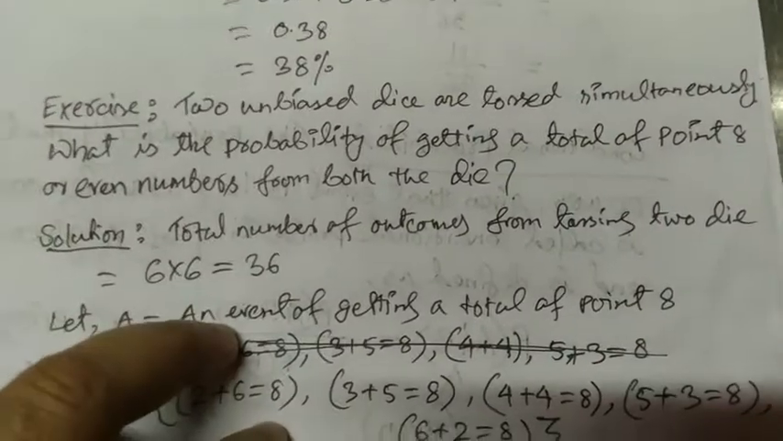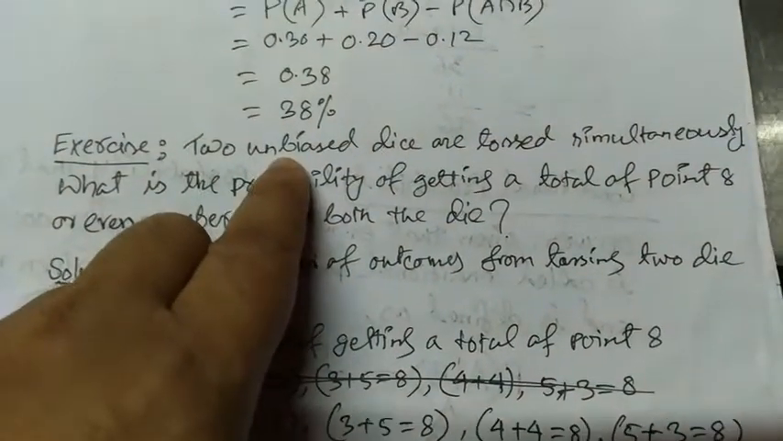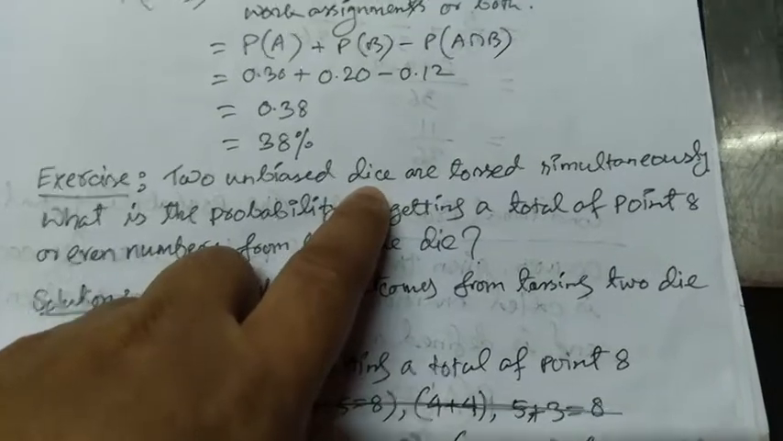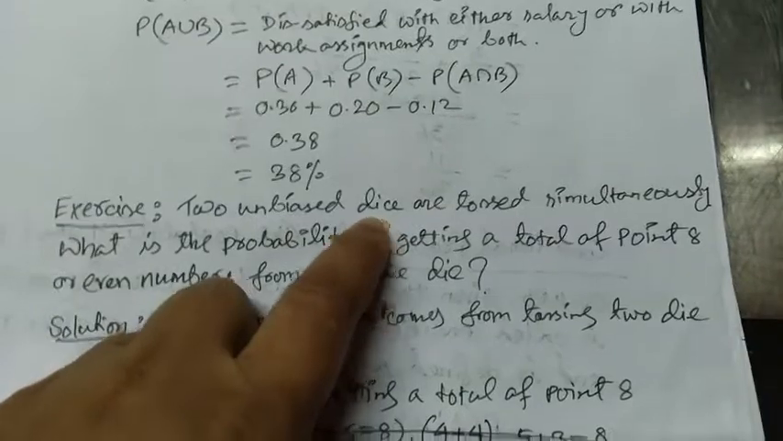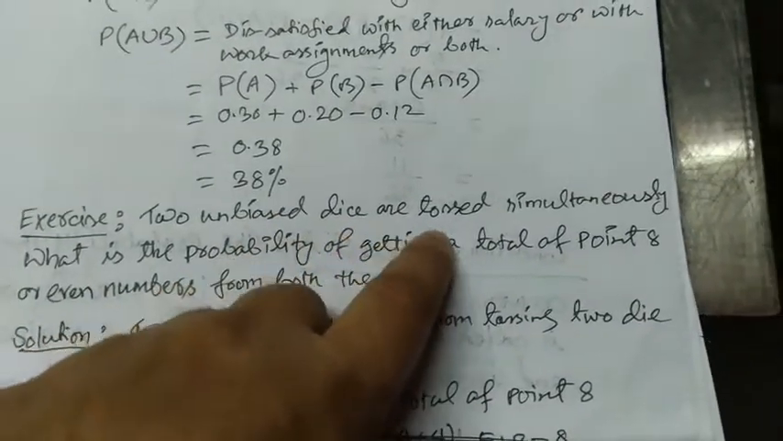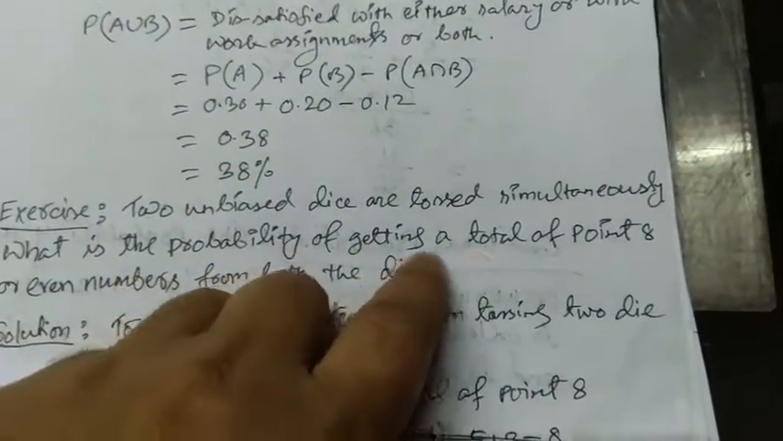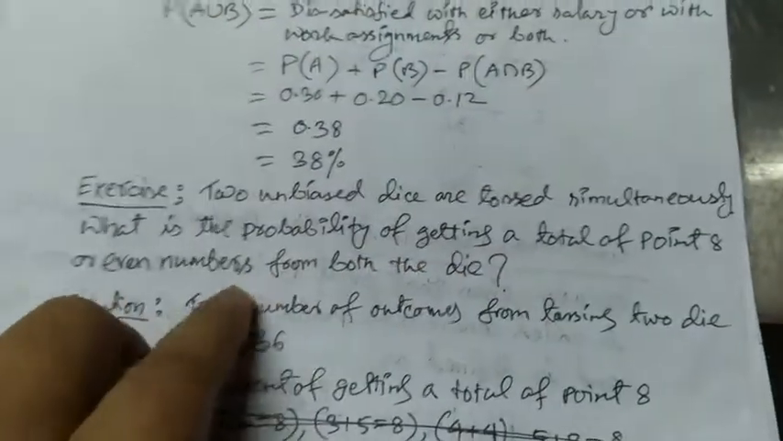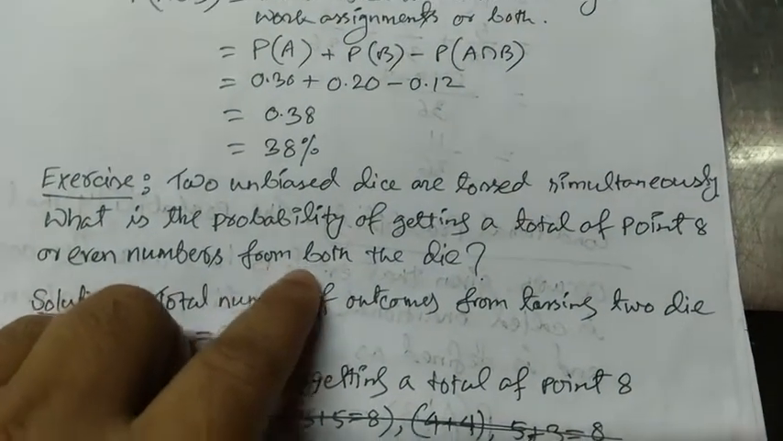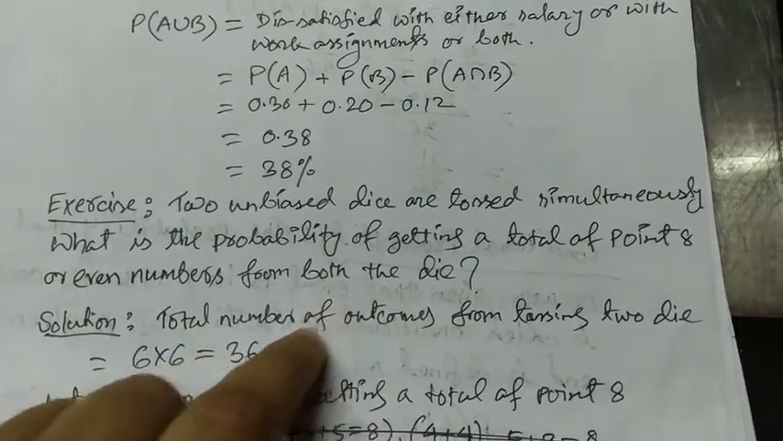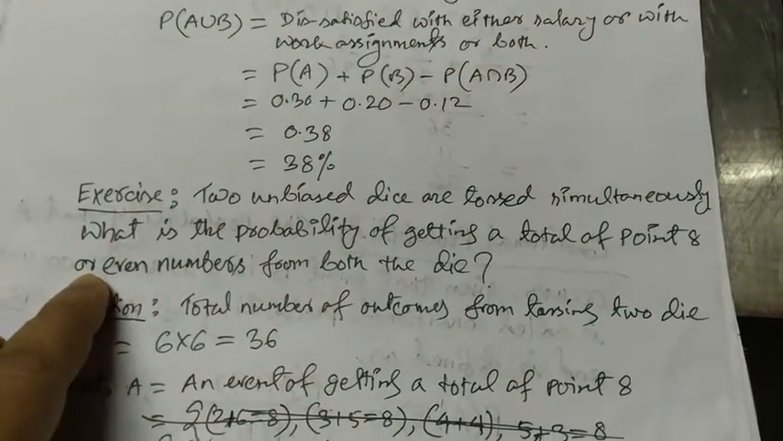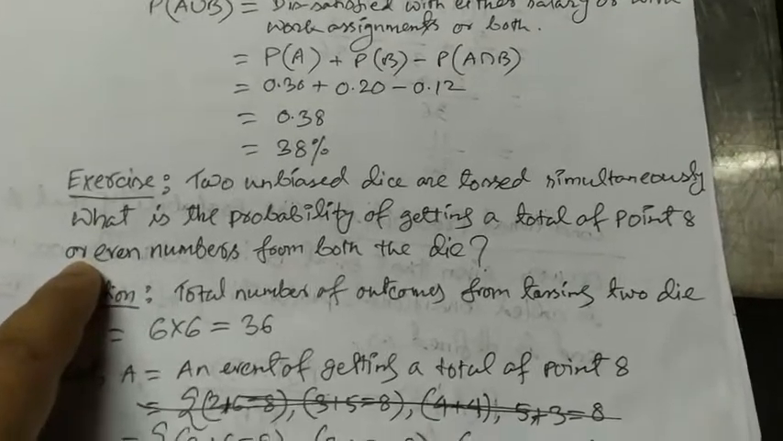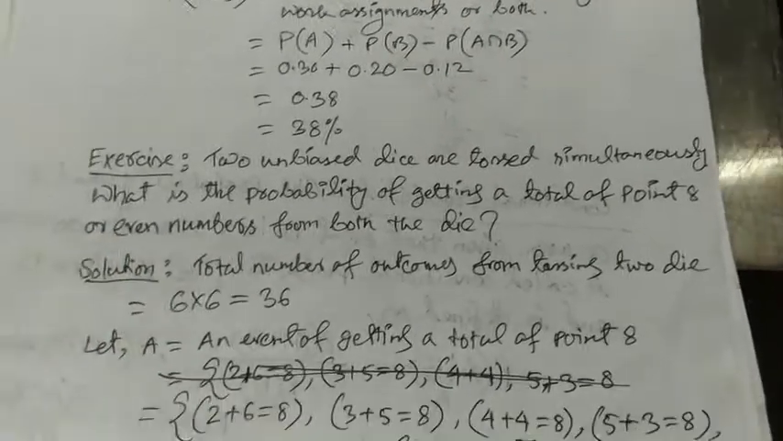So now let us move to the next exercise. Two unbiased dice. The dice means chokka; in Bengali we call it chokka in the Ludo game. So two unbiased dice are tossed simultaneously. What is the probability of getting a total of 8 or even numbers from both the dice? As I've said before, whenever you see "either or," that means you need to find the union set, right?